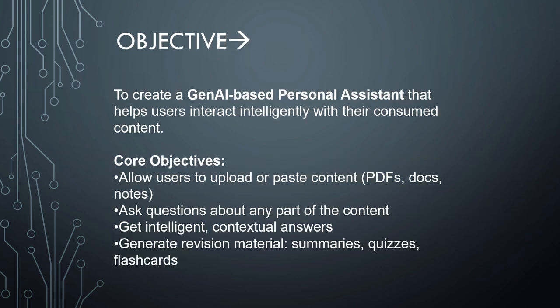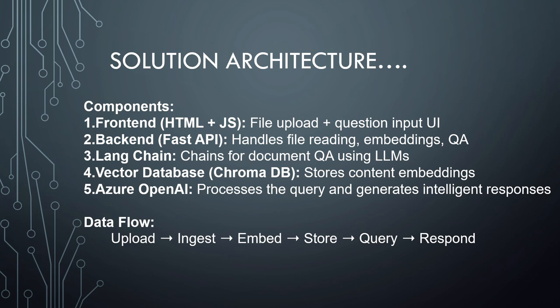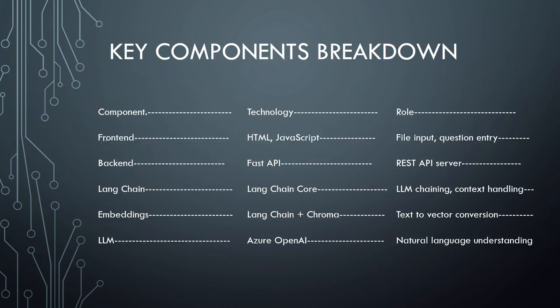Okay, so the objective is to create a Gen AI based personal assistant. As we already know, the core objective is that the user will upload or paste the content, PDF, docs or notes type, ask questions about any part of the content if they want, get intelligent contextual responses, and generate revision materials, summaries, quizzes, flashcards and everything. If we come to the solution architecture, it has the front end, back end, LangChain, vector database and Azure OpenAI. Data flow is given in the slide.